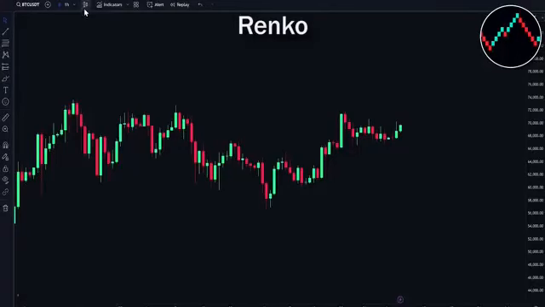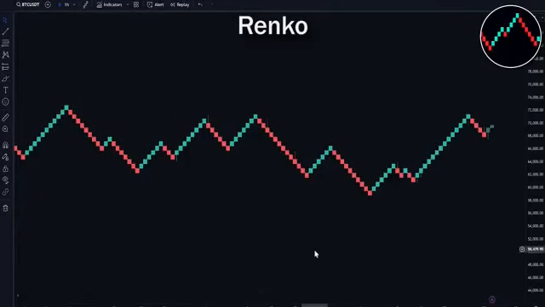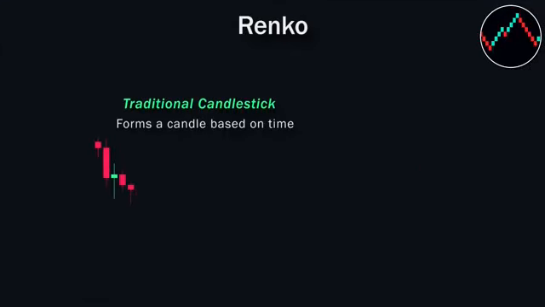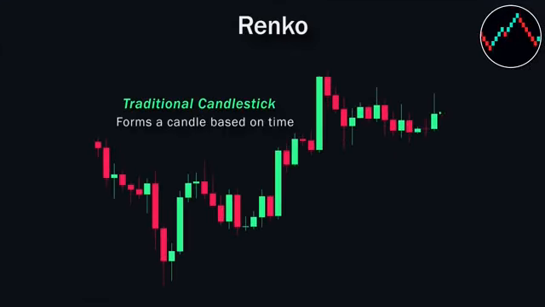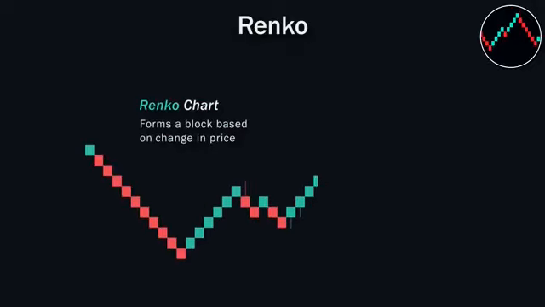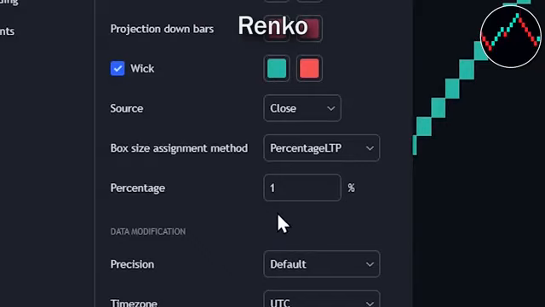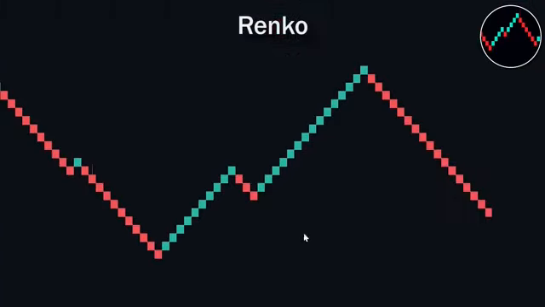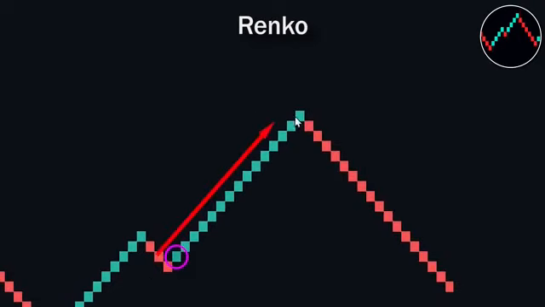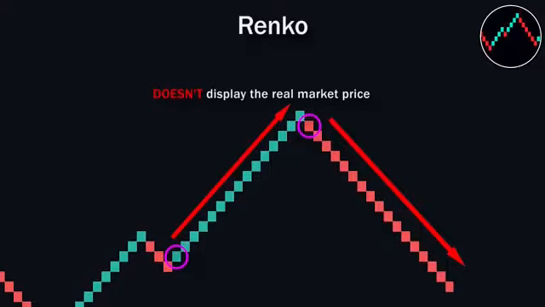Renko. It replaces a traditional candlestick chart with a Renko chart. So, unlike a traditional candlestick which forms a new candle based on a certain period of time, a Renko chart forms its block based on the change of price. For example, every 1% change in price, a Renko block appears. This means that each Renko block represents a 1% change in price. Of course, you can change the parameters of this through the indicator settings. Traders could utilize Renko charts to filter out noise and identify trends. A green Renko block signals an uptrend, and a red Renko block signals a downtrend. And keep in mind that Renko charts only act as an indicator. It does not display the real market price.